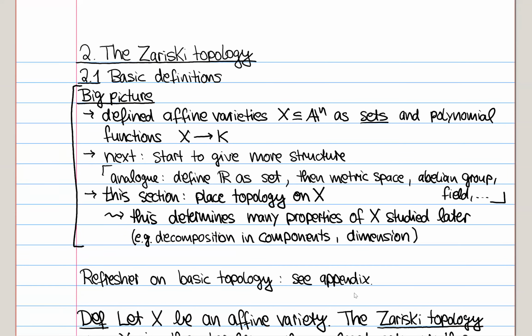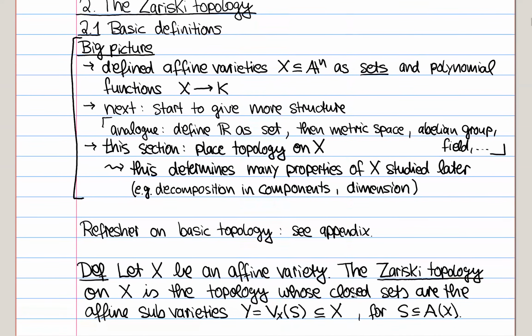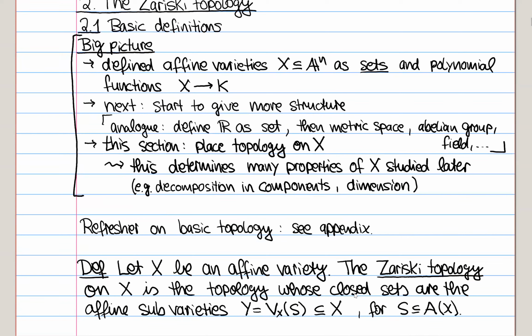Okay, so let's assume we are all on board with basic topology, and then defining the Zariski topology is actually not so hard. If you are given an affine variety X, then the Zariski topology on X is just the unique topology whose closed sets are exactly the affine subvarieties Y in X. And recall, this just means these are defined by taking any subset S of the coordinate ring of X and then looking at this relative vanishing set like this.